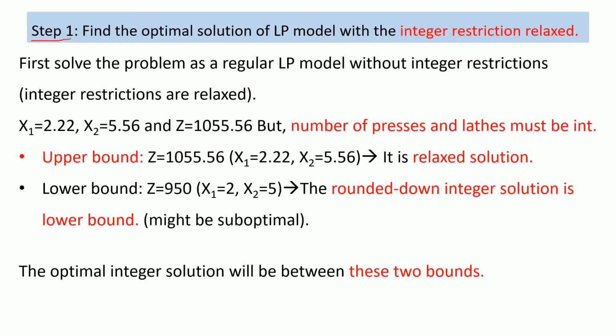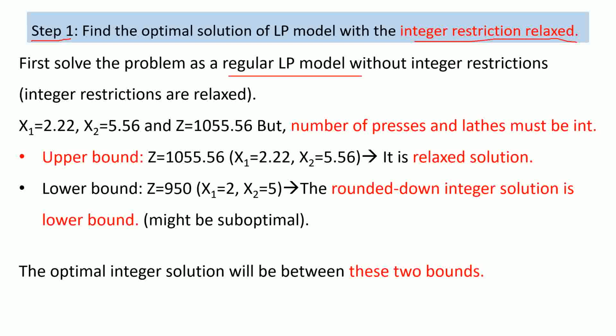Step one says to find the optimal solution of the linear programming problem with integer restrictions relaxed. If integer restrictions are relaxed, the decision variables can have fractional values. So first solve it as a regular linear program model without integer restrictions. We can use either the graphical method that we have discussed earlier, you can refer back to the graphical solution of linear programming problems, or we can use the simplex method to find the solution with integer restrictions relaxed.